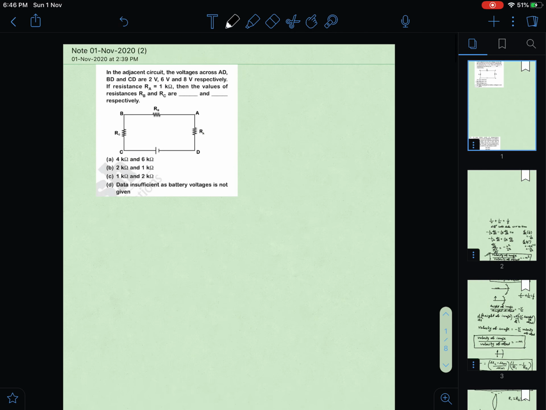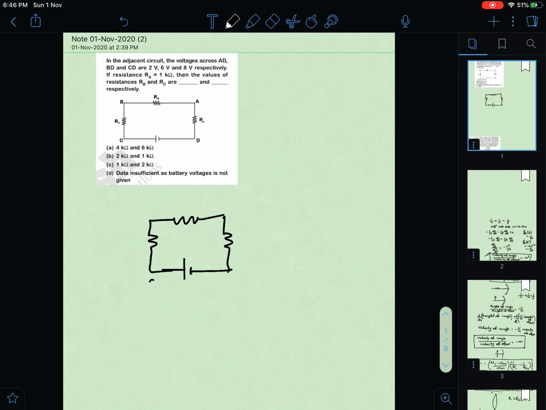Now I have taken some questions of NSCJS, this is a 2019 previous year paper. In this question they are saying that in the adjacent circuit, I am drawing the circuit. They have given the names of the circuit: this is C, this is D, this is A, and this is B. They are saying that AD is equal to 2 volt, across this 2 volt. RA they have given as 1 kilo ohm.